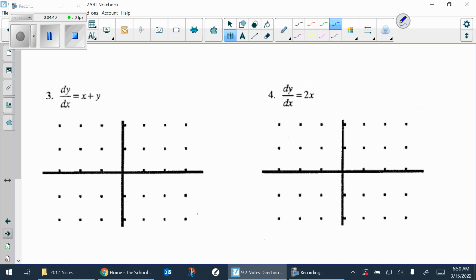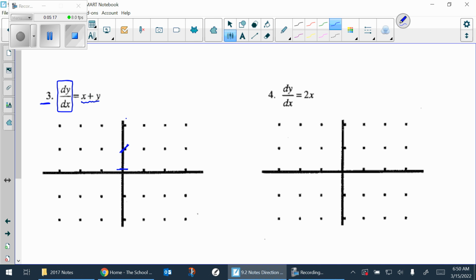Let's do another one. Let's focus our attention on number 3. Cut down on your homework by doing some of these together. Now, the slope of this function, whatever the function is, is going to be x plus y. So now I've got to add together the x and y coordinates. So at 0, 0, I would have a slope of 0. But at 0, 1, I've got a slope of 1.